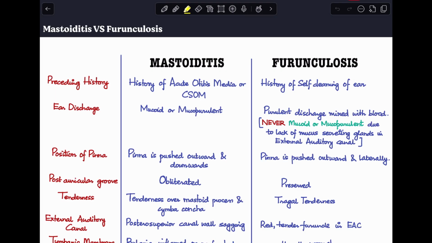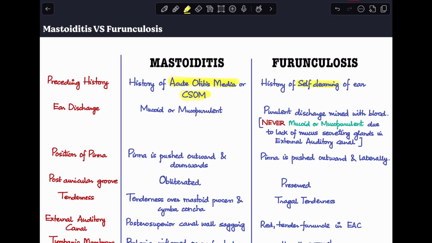Now, mastoiditis. Usually, in mastoiditis, we see a preceding history of acute otitis media or chronic suppurative otitis media. Whereas in furunculosis, the patient will probably tell you that they have tried to self clean their ear. Probably they have used an earbud to poke around in the ear and clean it. So there will be a history of self cleaning of the ear.